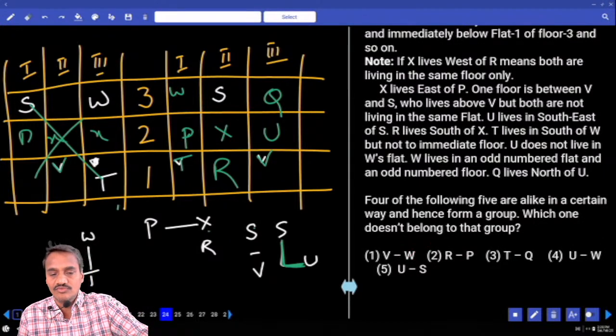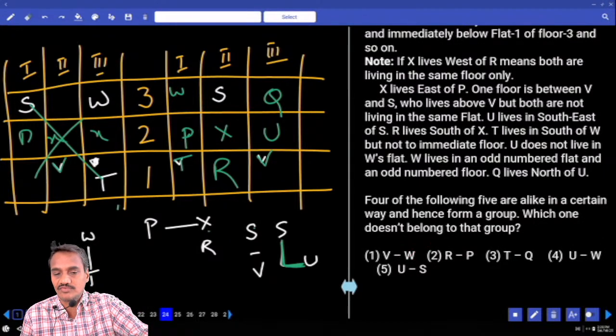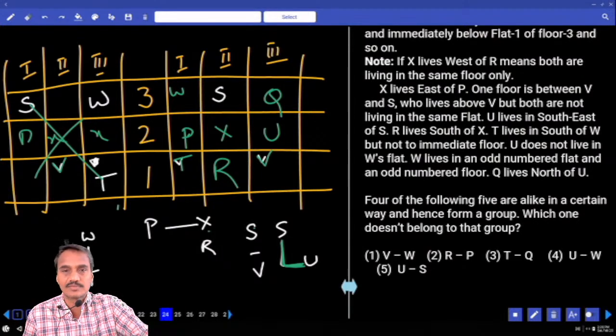Four out of the following. V and W living in different floors, different flats. R and P, different flats. T and Q, different flats. U and W, different flat. U and S, different flat. Then V and W, whatever this is, V is to the southeast of W.